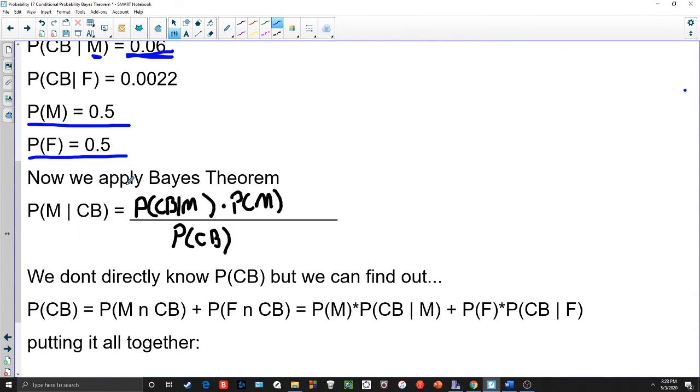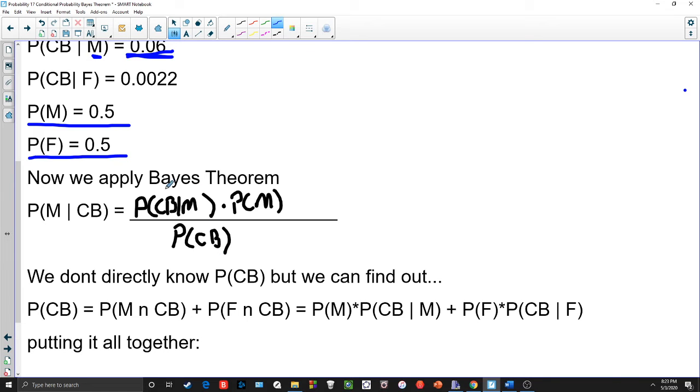I'm going to start off with the way we initially wrote it, which is the probability that you're male given that you're colorblind. So we're picking from the pool of colorblind people. We want our chance of picking a male. That's going to be equal to the reverse of it. So you reverse your probability: colorblind given that you're male, times the chance that you're male, divided by the chance that you're colorblind.